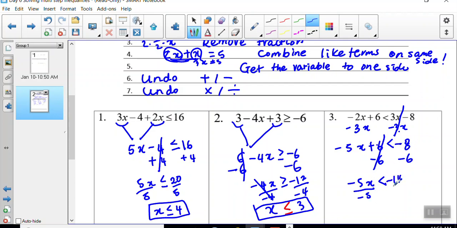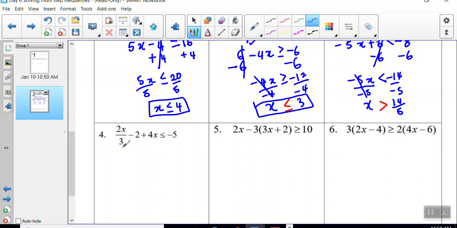Divide by negative 5, divide by negative 5. You are dividing by a negative number, so you have to flip the symbol. And then negative 5 is cancelled. x is greater than 14 over 5. Negative 14 divided by negative 5 will be positive.